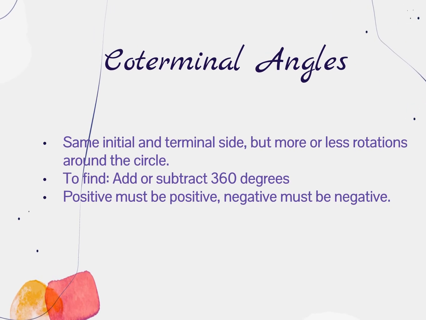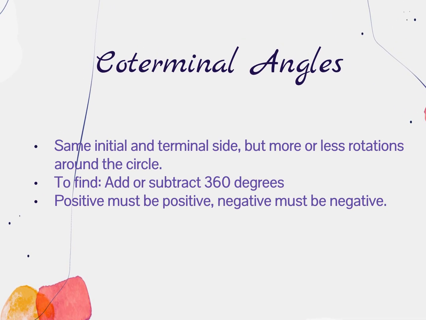Now we're going to talk about something called coterminal angles. This is so easy. Coterminal angles: same initial and terminal side, but it has more or less rotations around the circle. All right, how do you find coterminal angles? What do you do? You add or subtract 360. In order to find coterminal angles, you add 360 and you subtract 360.